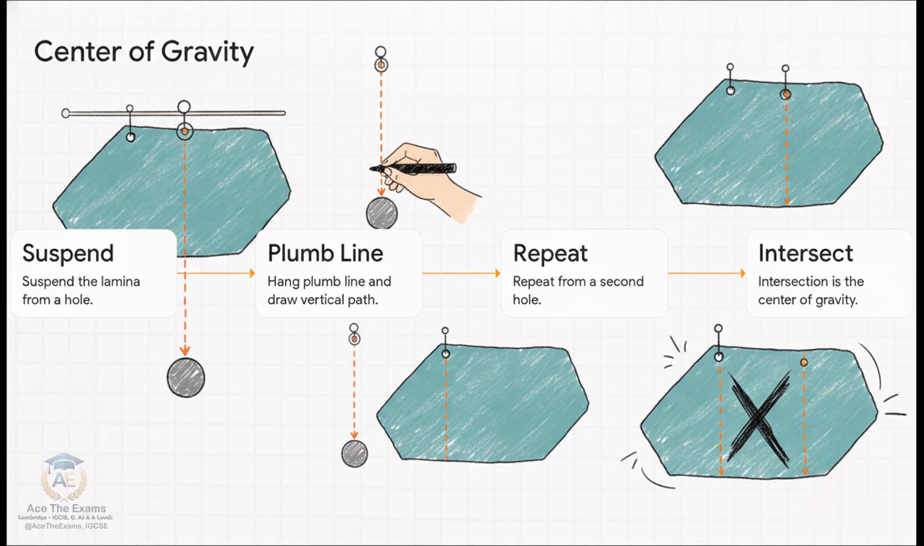We use something called the plumb line method. First, you suspend the shape completely freely from a pinhole. Gravity naturally pulls the object so its center is perfectly below that pin. Then you hang a weighted string, a plumb line, from that same pin and carefully trace its vertical path down the cardboard. Next, you hang the shape from a completely different hole and trace the new vertical path. Where those lines intersect, X marks the spot. That precise intersection is exactly where the whole weight of the object can be considered to act.